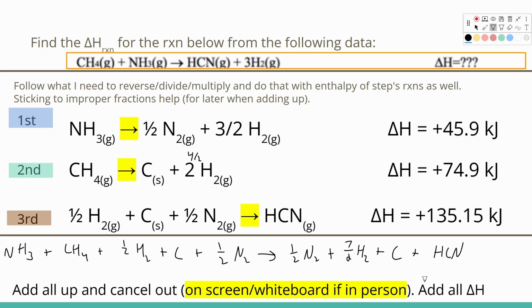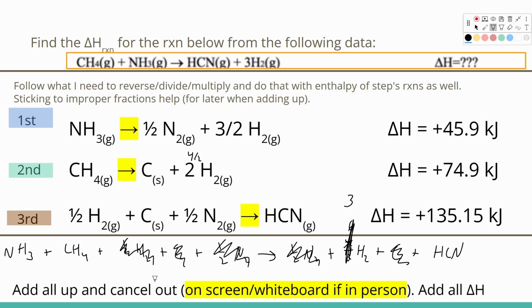Cool. So now I have to check what cancels out between reactants and products. I have half a nitrogen here and here, so that cancels out. I have my carbons canceling out here and here. And then I have half of an H2 over here. And so this ends up becoming 6 halves. And so I can change 6 halves to be 3.